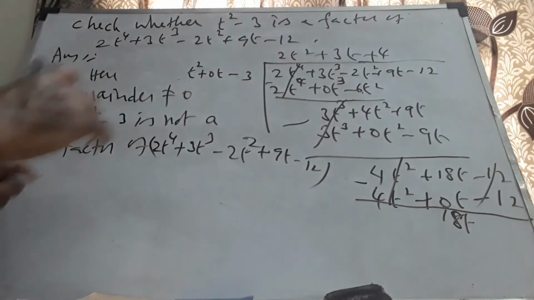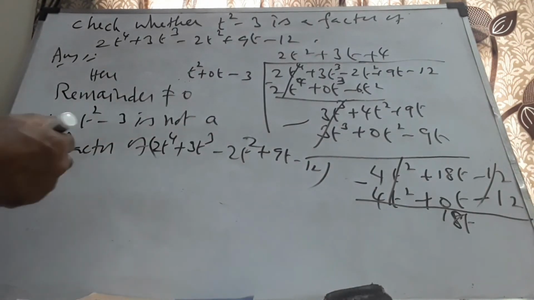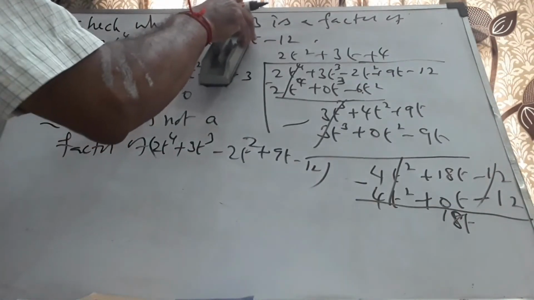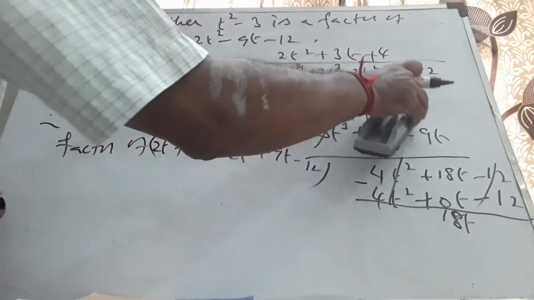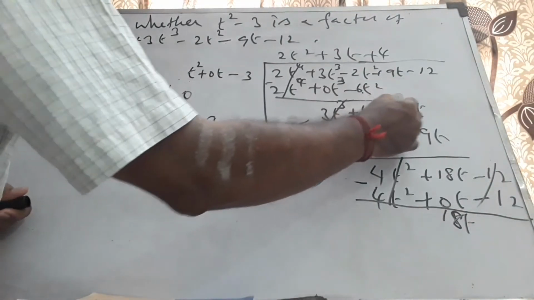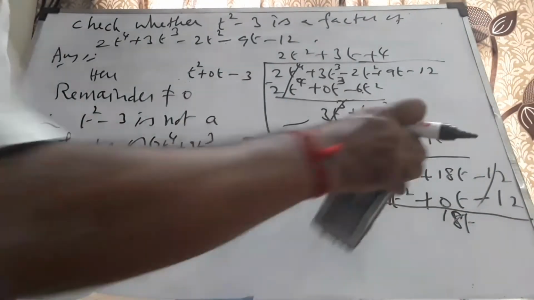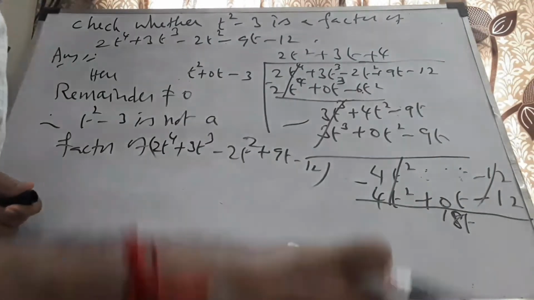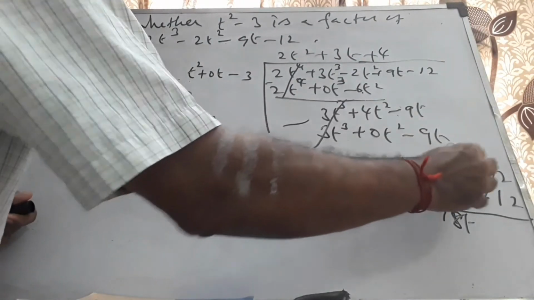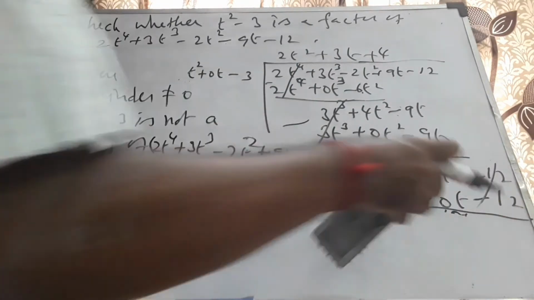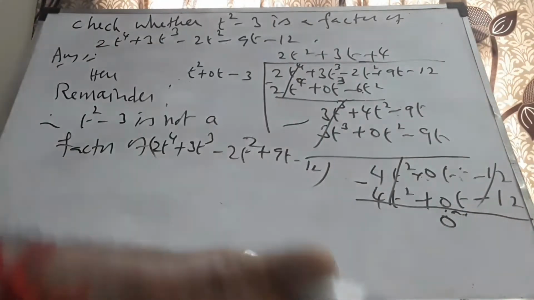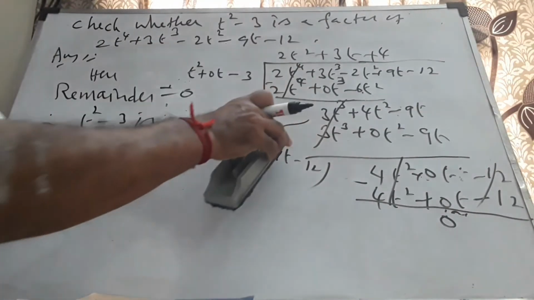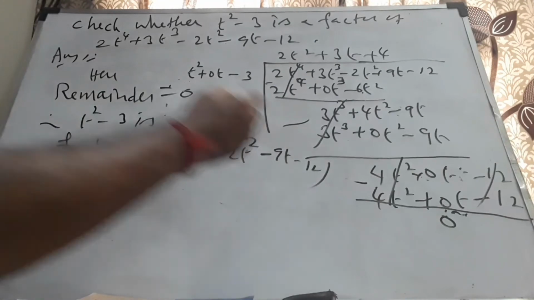I'll make a small change over here. Okay, just listen. Instead of plus 9t, I write it as minus 9t. Let us see what happens. Everything else will go as it is. Here, of course, this will automatically become 0t. This will become automatically 0t. Okay, here again, everything gets cancelled. It is 0. Here, remainder is equal to 0. Therefore, this is a factor, instead of plus t, I'll write minus t.